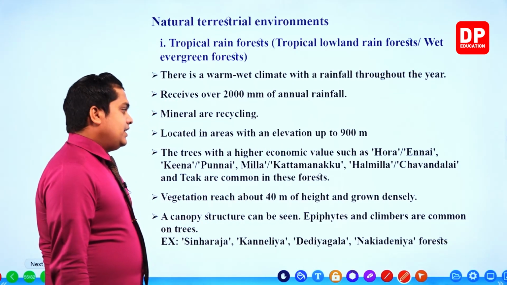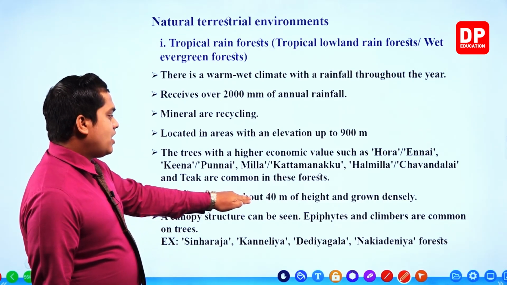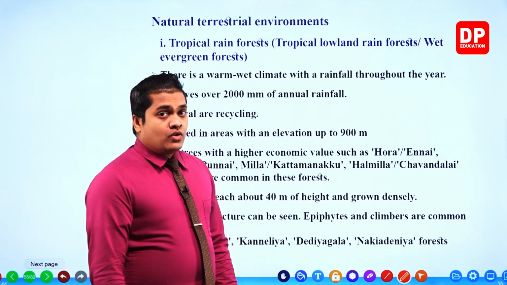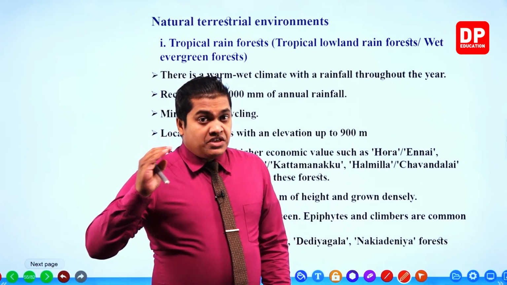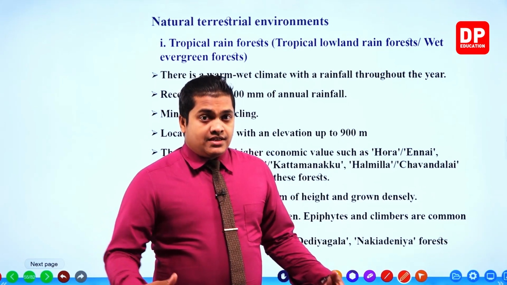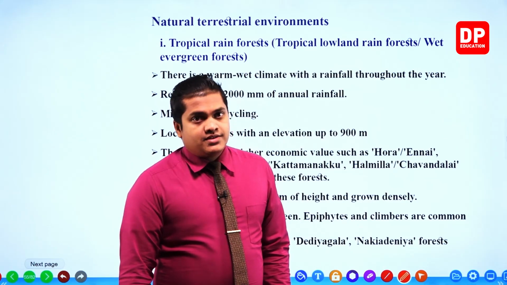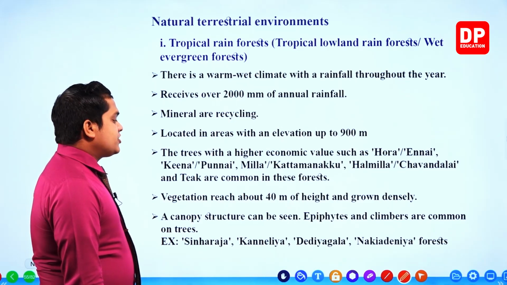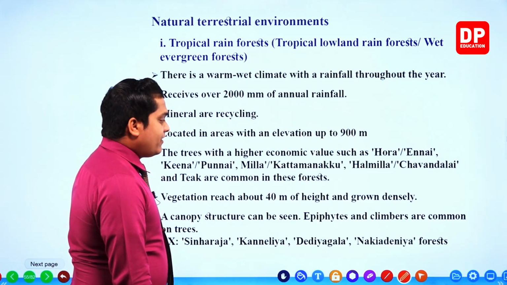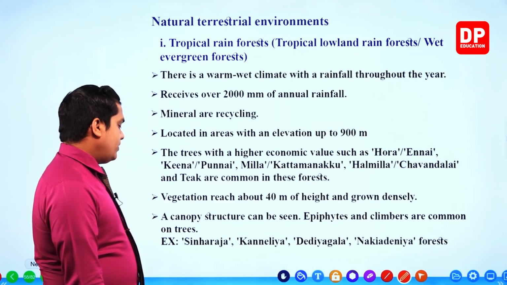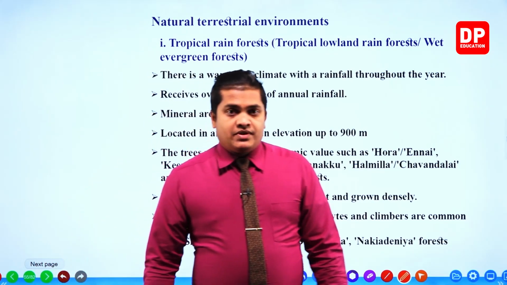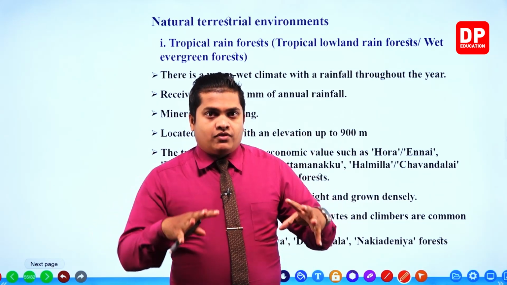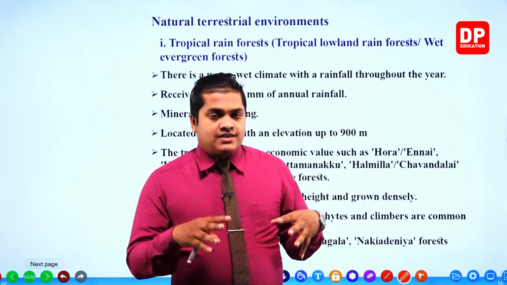Then vegetation reaches about 40 meters of height and grows densely. So vegetation is going to reach about 40 meters in height, and the density is also very high in these forests. Then the next one given, canopy structure can be seen. Epiphytes and climbers are common on trees. Canopy structure means, my dear children, that from one certain level to another certain level there is a certain structure in forests. So that structure is what is referred to as the canopy structure.